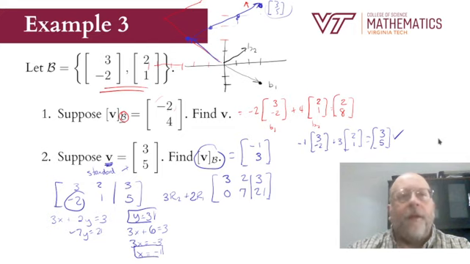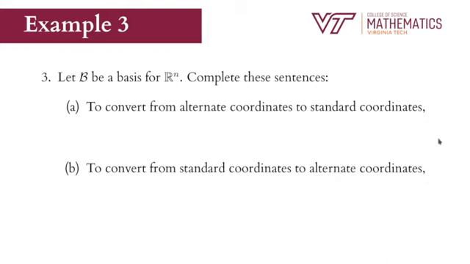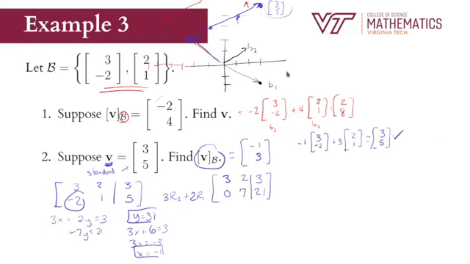All right, let's move on. So let B be a basis for Rn. How do we go about converting from alternate coordinates to standard coordinates? And how do we convert from standard coordinates to alternate coordinates? Let me open this up here. So let's talk about how to do this. We just did this in the previous slide, so let's go back to here.